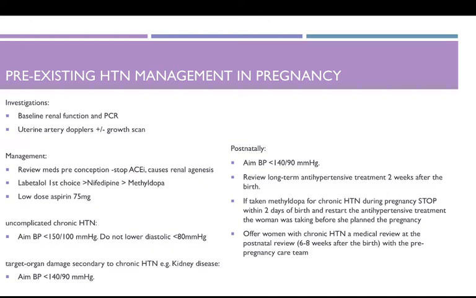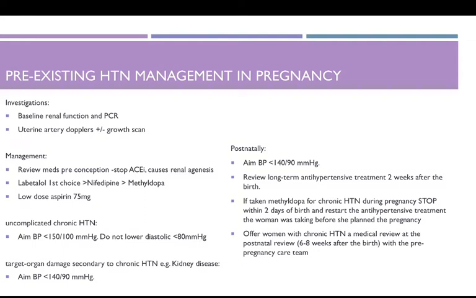You would also start these women on low-dose aspirin as a prophylaxis for preeclampsia. In uncomplicated chronic hypertension, you should be aiming for a blood pressure of 150/100. In hypertension where you have target organ damage, the target organ being the eyes or kidneys or heart, if you have target organ damage secondary to chronic hypertension, you should be aiming for a blood pressure of less than 140/90.